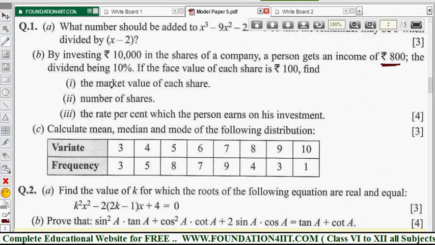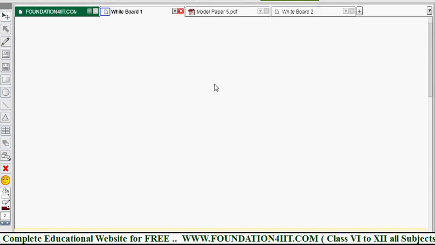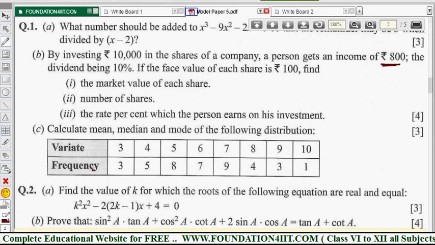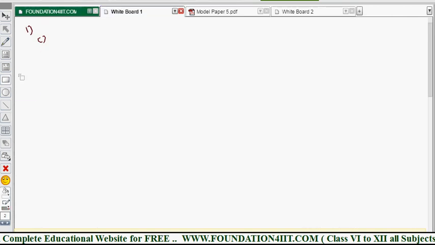And the third one is in first C: calculate the mean, median and mode of the following distribution. So we should find out the mean, median and mode. We will find out the three one by one. Let me take the table. So here two columns are already given, that is variate and frequency. This is xi and this is fi. We need to find out two more columns, fi xi and less than cumulative frequency, because we need to find out mean, median, mode.